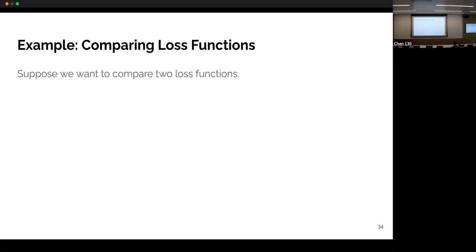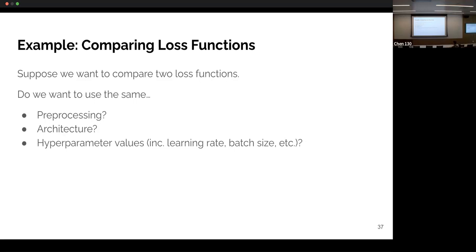Okay. And now we have an example with comparing loss functions. So what do we want to keep the same? We might want to keep the pre-processing the same. We might want to keep the architecture the same, right? But do we want to keep the hyperparameters the same?